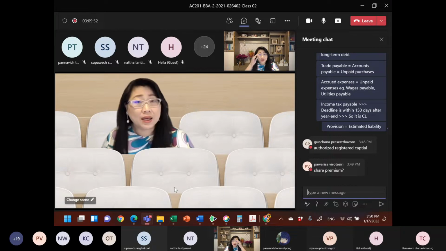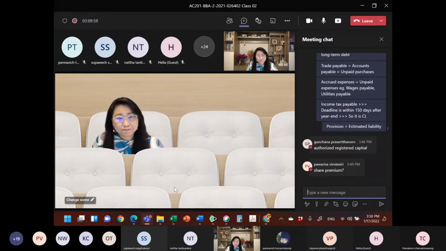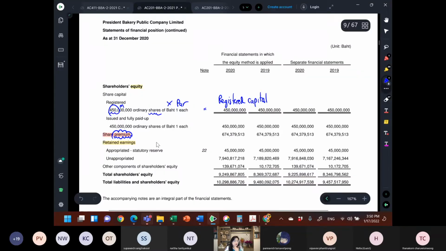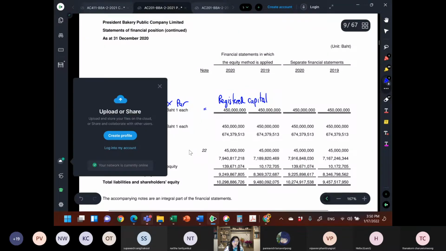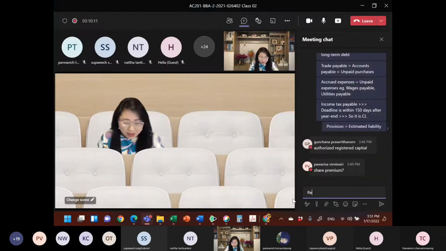So any other questions that I can address before I move on to the next one? Okay, so if not, then I move on to the term retained earnings. So what does this term, retained earnings, mean? Let me write it down here for you. Retained means keep, right? So retained earnings means the kept profit, not paid out.